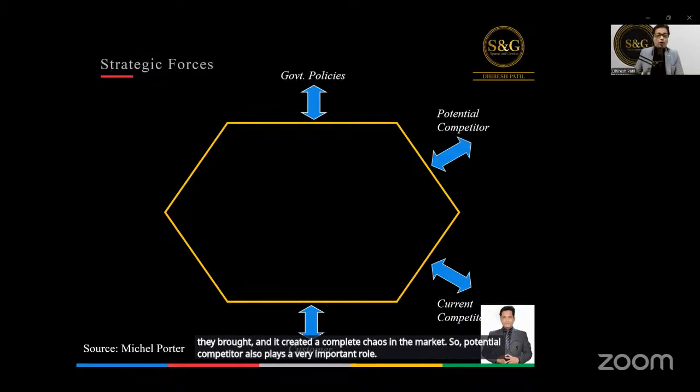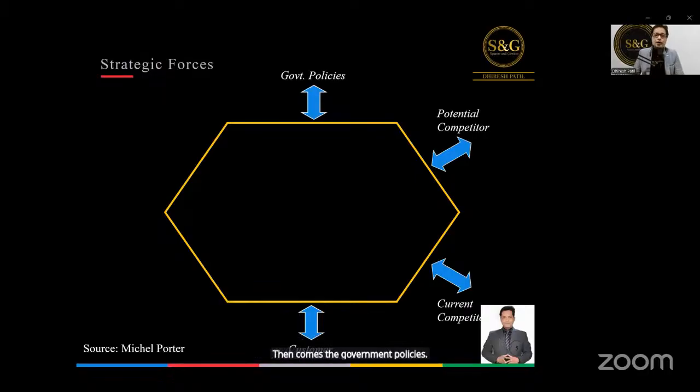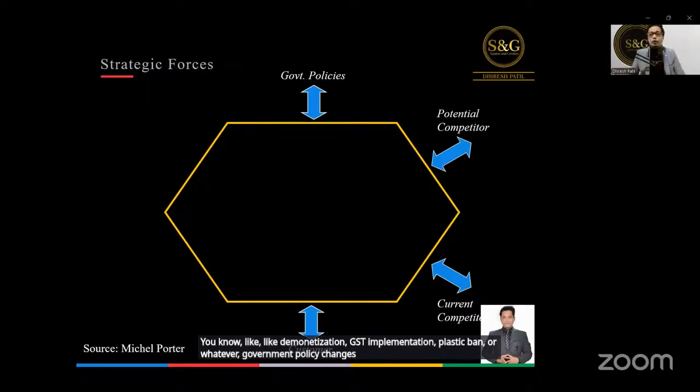Then comes the government policies. Government policies meaning demonetization, GST implementation, plastic ban, or whatever government policy changes, it will have an impact on the organization.